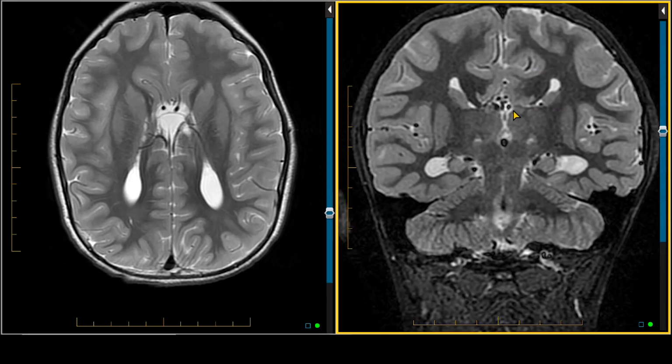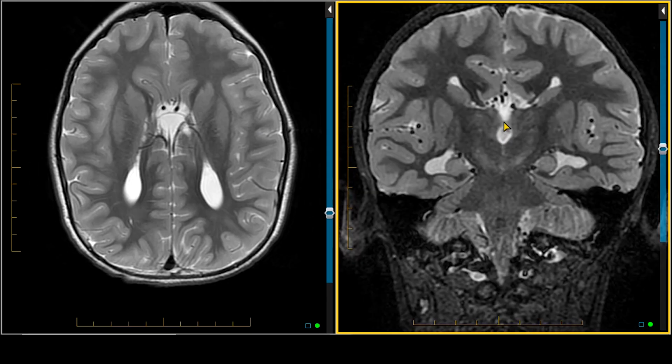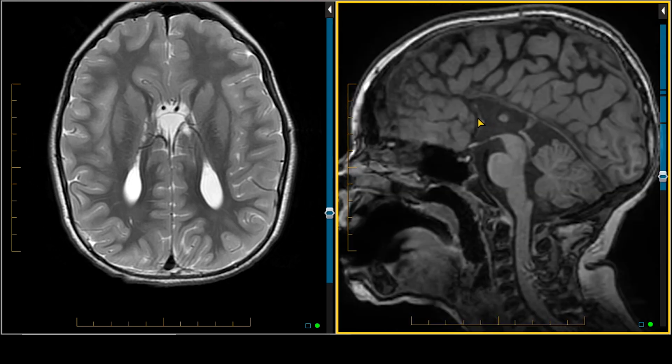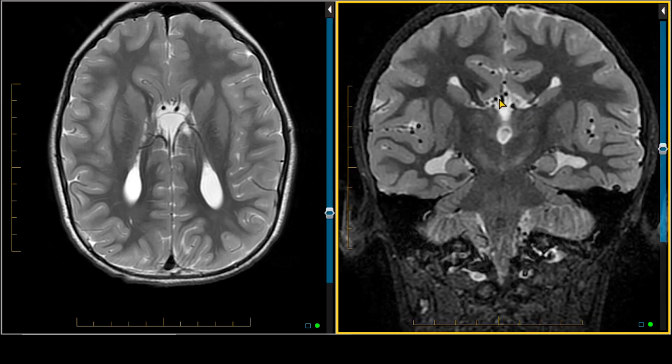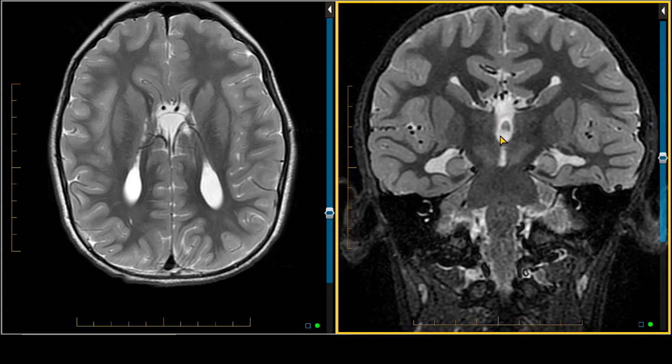If we look on a coronal image, we can see a vertically oriented third ventricle, and there's no intervening corpus callosum. If we go back to this sagittal T1-weighted image, the distal branches of the anterior cerebral artery have a very low position. Normally they would go superior to the corpus callosum and extend as the pericallosal artery. Those have a very low position that we can see right here, nearly as low as the level of the internal cerebral veins.